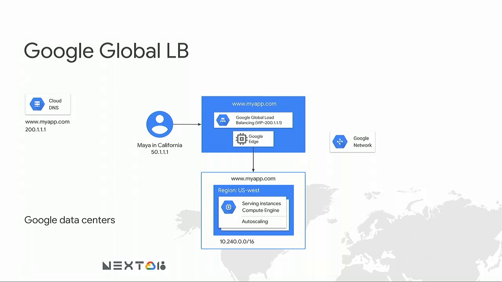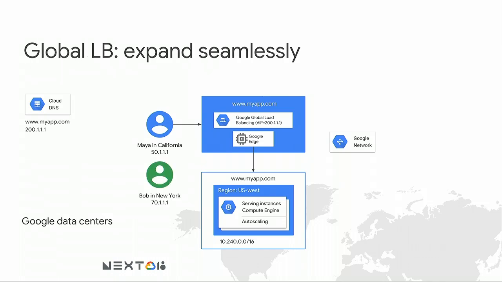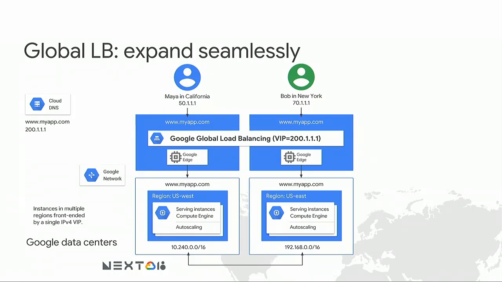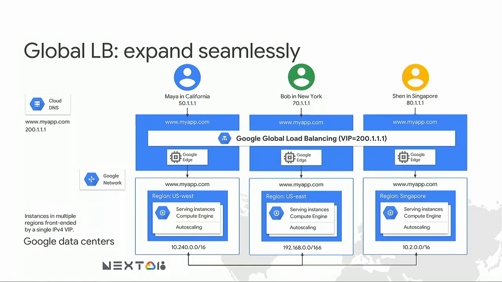Often we have customers who will start off with a single region, and they will deploy backends there. They will configure the load balancing VIP. It's very likely that as your service grows in popularity, you will need to bring up application instances in another region. As you can see here, once Bob in New York comes on board, all you need to do is add application instances in our region in US East. You don't need to change the VIP. You don't need to put in a DNS load balancer, because you still have only one VIP. In this case, it's 200.111.